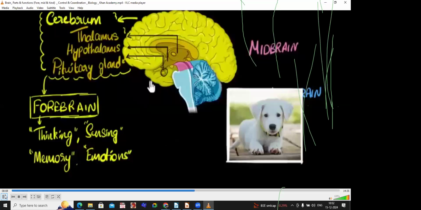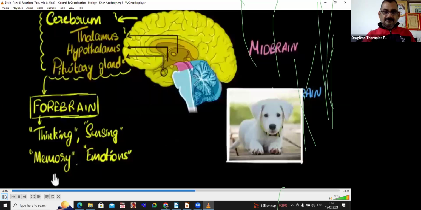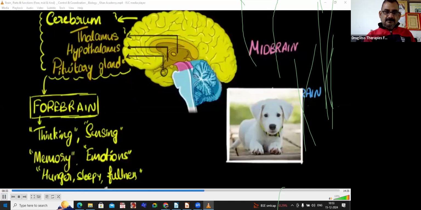Besides these, there are also other things that the forebrain does. Some of the feelings that you get, for example, the feeling of hunger, the feeling of being sleepy, thirst, or after you have finished a meal, the feeling of fullness. All of that also comes from your forebrain. Actually, that comes from this part of the forebrain, but we don't have to remember all those things. So these are some of the functions of your forebrain.